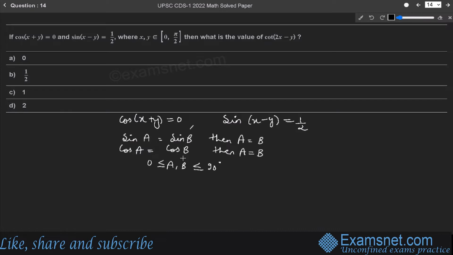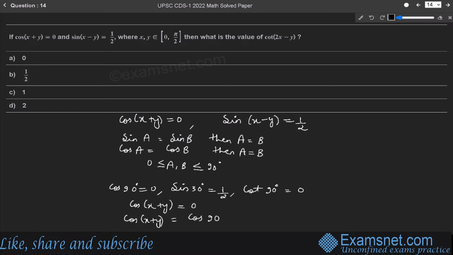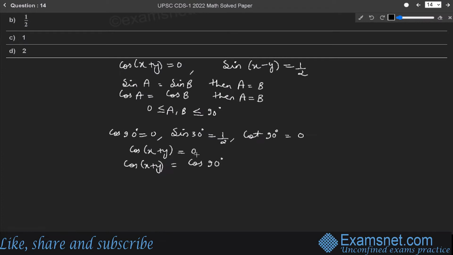Now after using this concept, we will get cos 90 degree is equal to 0, sin 30 degree is equal to 1 by 2, and cot 90 degree is equal to 0. So firstly we have cos(x + y) equal to 0. It means that cos(x + y) is equal to cos 90, because cos 90 is also 0. So further it can be written as x + y = 90 degree.